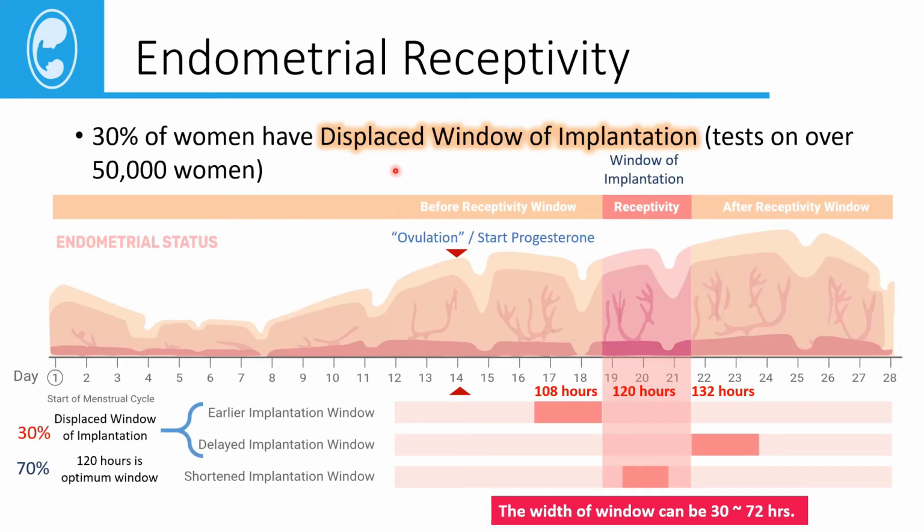Based on tests done on 50,000 women, researchers have found out that 30% of women have a displaced window of implantation. What does that mean? It means that in 70% of women, 120 hours is the best time for implantation, which is 5 days. In the other 30% of the women, the best timing of implantation could be earlier at 4.5 days or 108 hours, or could be even later at 132 hours or 5.5 days.